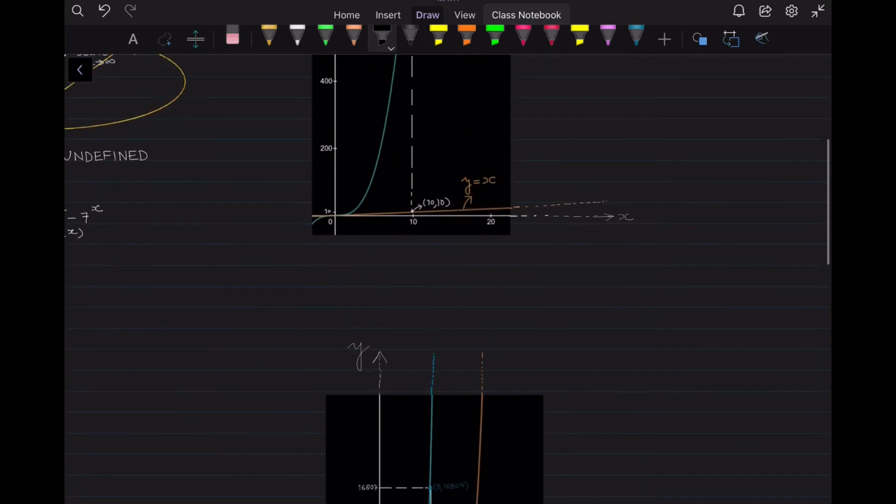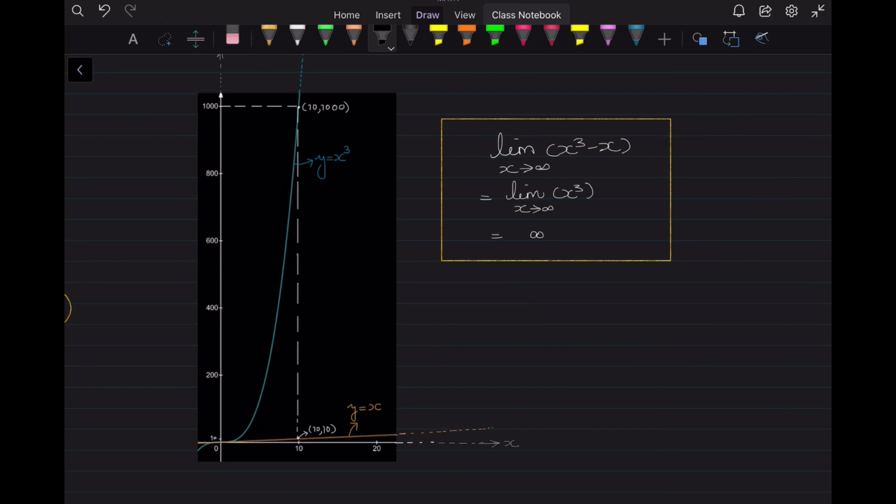Now, in our next lesson, we will learn to determine the limit of a rational function as x approaches infinity, and there we will make use of what we learned in this lesson.